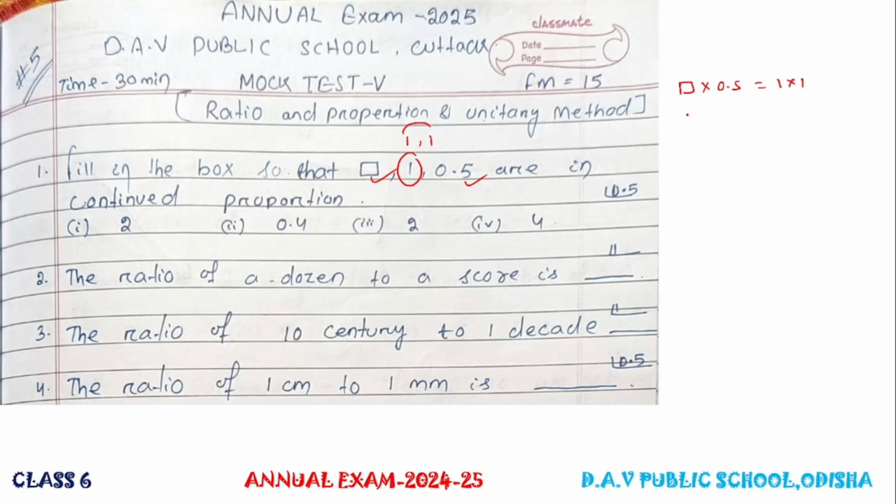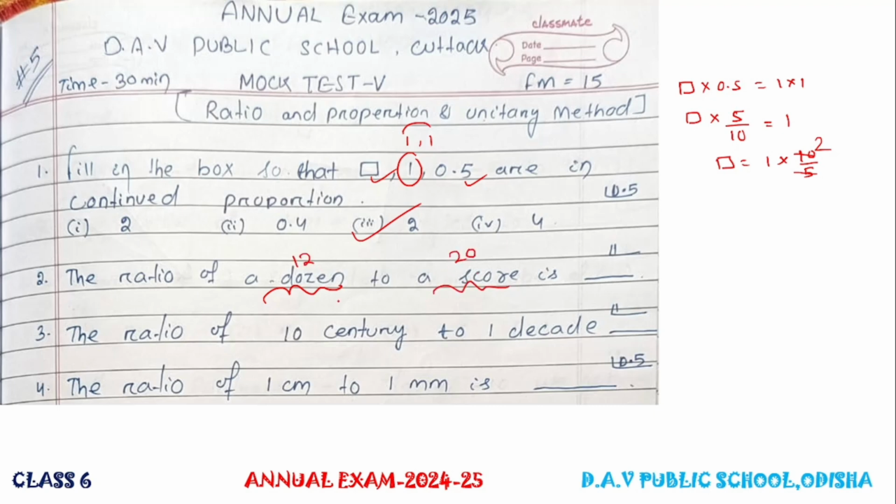Now tell me, box into 0.5 can also be written as 5 by 10, equal to 1. So box equals 1 into 10 by 5, because when you go to the right side it will be reversed, or reciprocal. 10 by 5, 5 twos are 10, so the answer is 2. Any doubt?